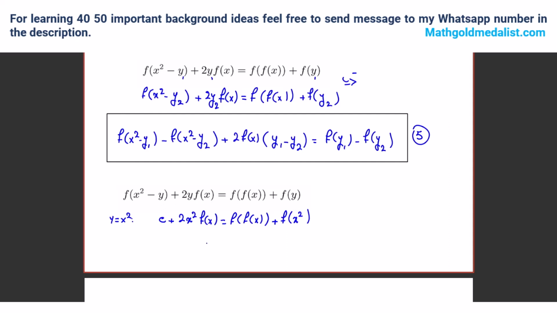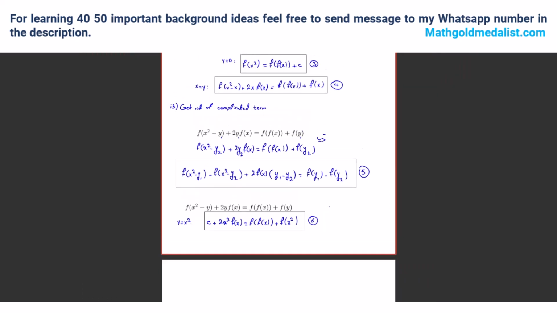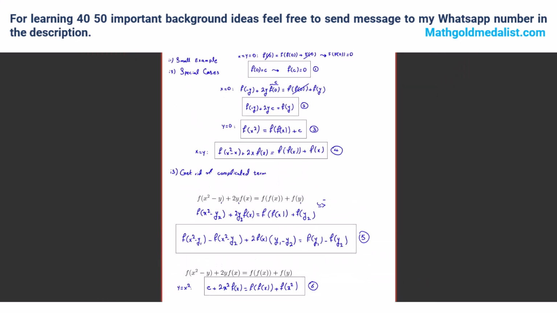And okay, if you write it in terms of c, can we simplify? Okay, so let's put a box around this part. Let's call it a sixth result. Okay, now let's consider all the things that we reach, which of them are similar.